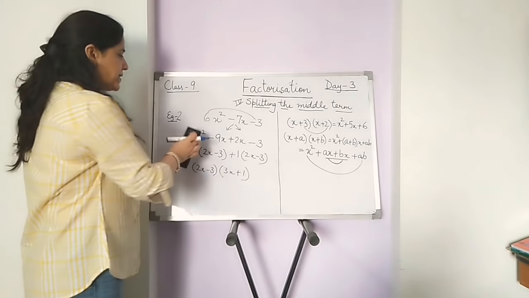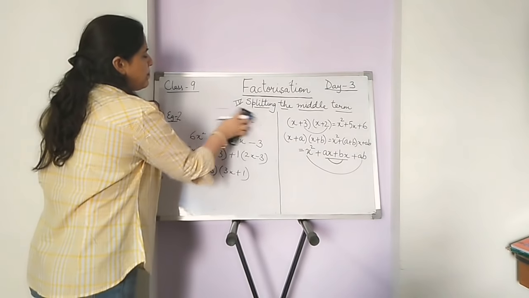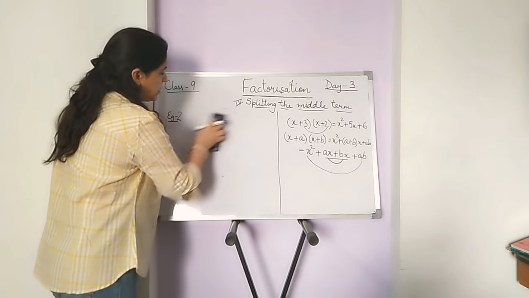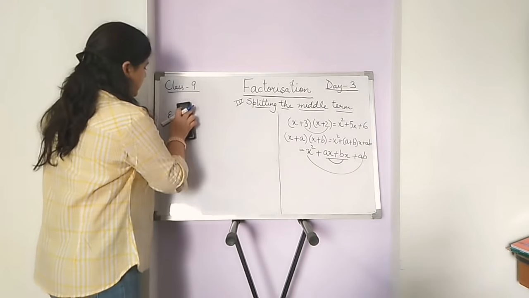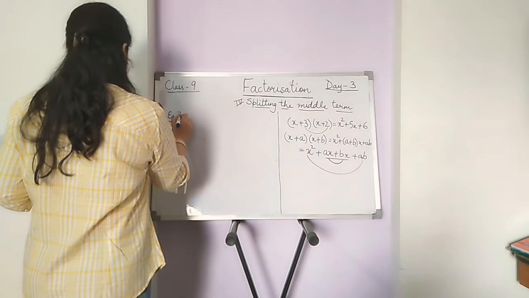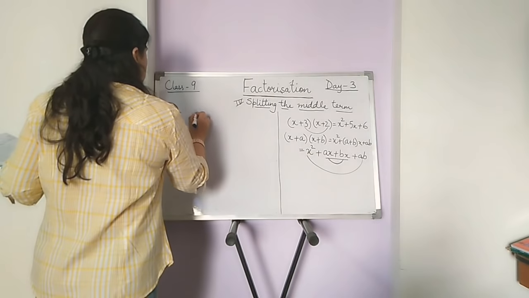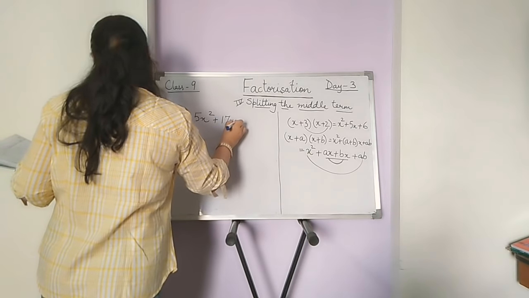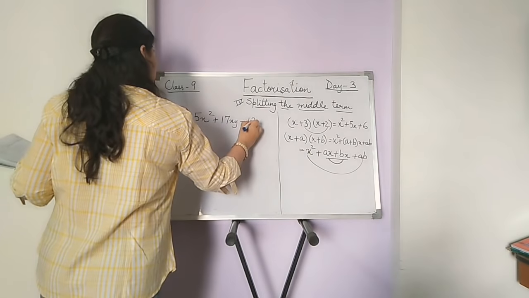Okay. Now next, example 3, another type of example. I am taking all types, and then you do the questions based on the exercise given. Example 3. 5x squared plus 17xy minus 12y squared.